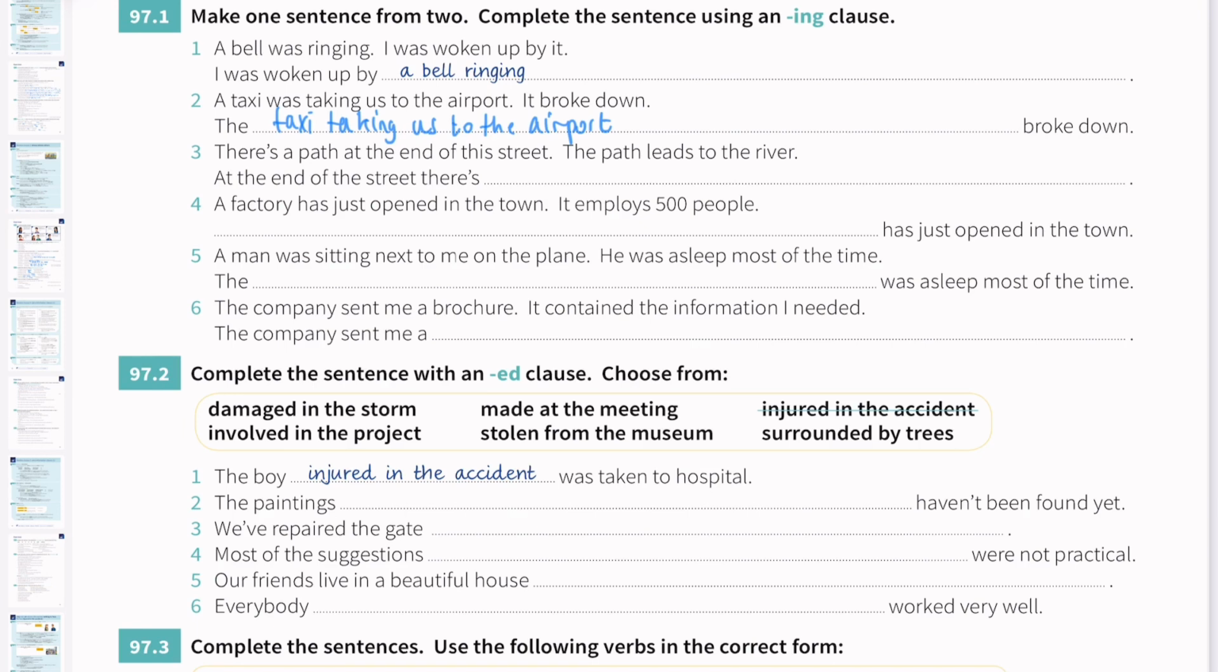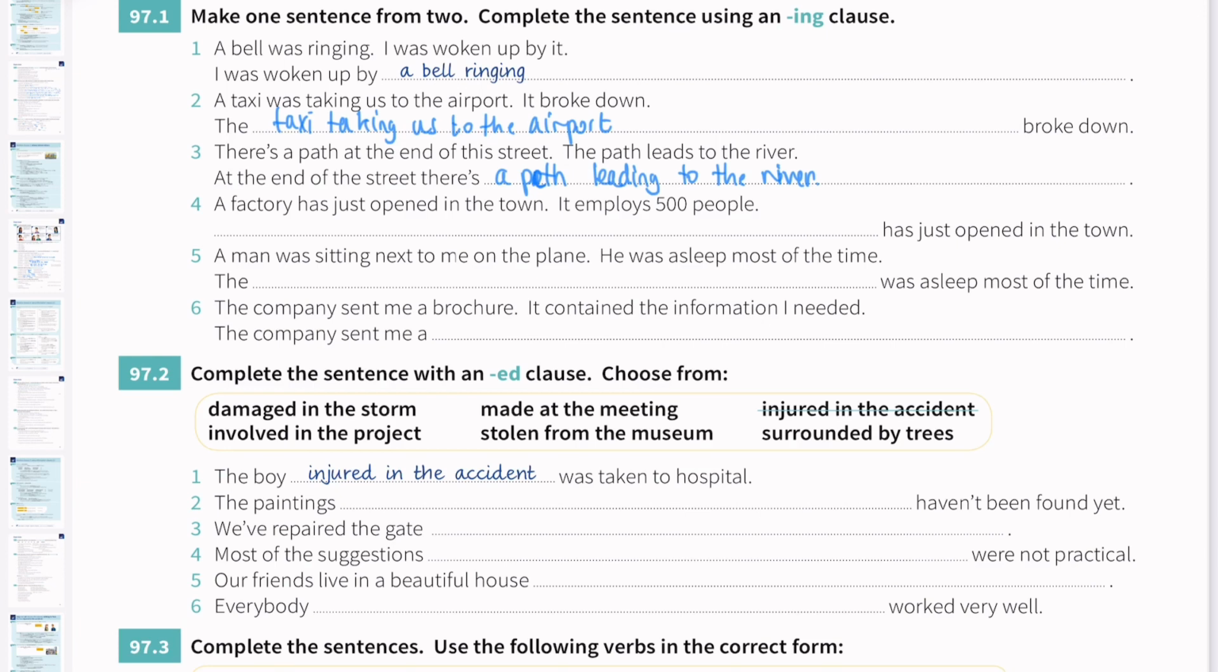Now number 3, there's a path at the end of the street. The path leads to the river. So we can say at the end of the street, there's a path leading to the river. There's a path, P-A-T-H, path leading to the river. And then number 4, a factory has just opened in the town. It employs 500 people.